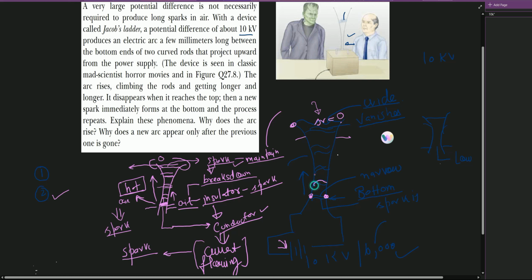Again, the spark will travel upwards, showing an exaggerated view. And then again, the potential difference becomes 0. The spark is there, and beyond a certain point, the spark vanishes, and the potential is again back to square one. The potential starts building from here, and again, you see. So this answers your question number 3. Why does this new arc appear only after the previous one is gone? Because when the previous one is gone, delta V equal to 0 is not true. The potential difference is no longer equal to 0. And therefore, we have a source which starts building the potential difference between the two rods again.